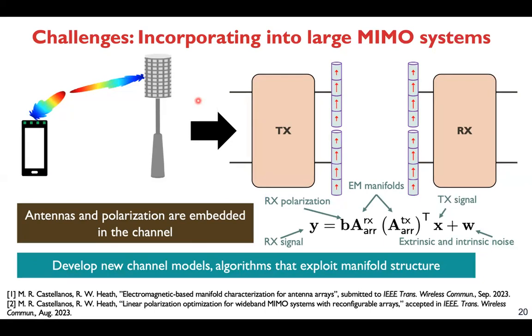And so the next challenge that we're aiming for addressing with this framework is incorporating it into a large MIMO system, where we now have the electromagnetic manifold applied at both the transmitter and the receiver in order to optimize the MIMO system with this new framework. And so in our future work, we're aiming to develop new channel models and algorithms that exploit this manifold structure, and then seeing what insights we can gain from this very general framework.